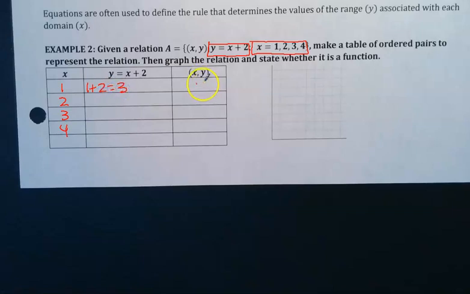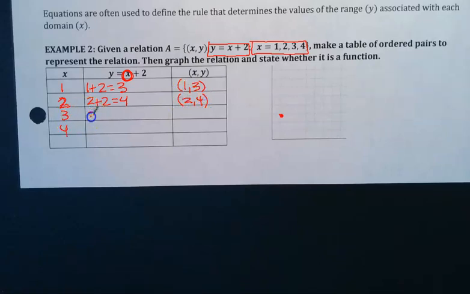3. So my ordered pair is, what's my x? 1. What's my y? 3. That's my ordered pair that then I would graph: 1, 3. Okay, so for the next one, my x value is 2. I'm supposed to put in my x value there. So it's going to be 2 plus 2 is 4. So what's my ordered pair? 2, 4.